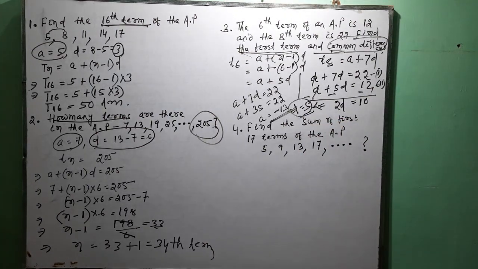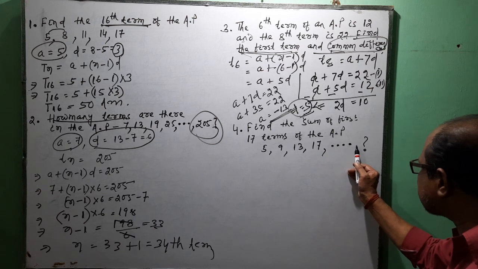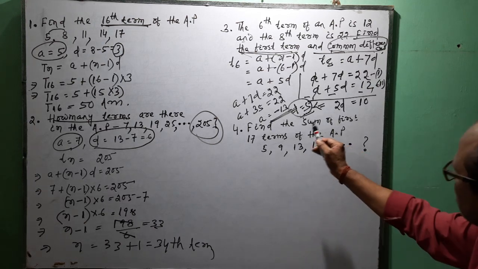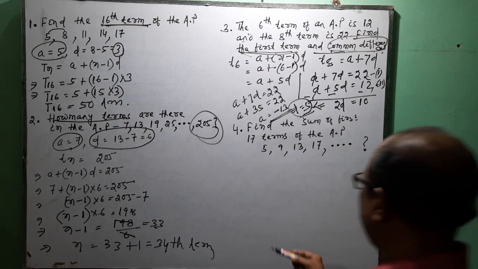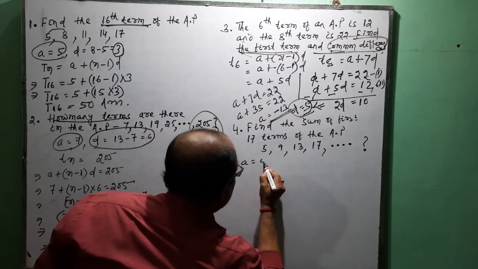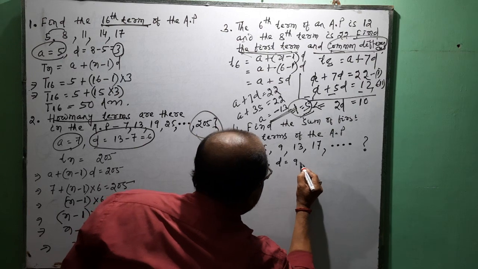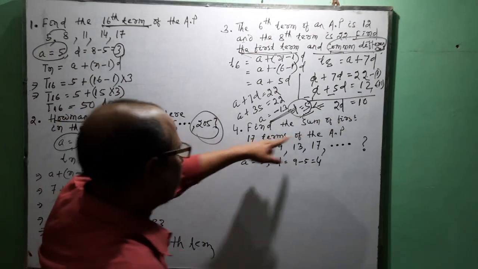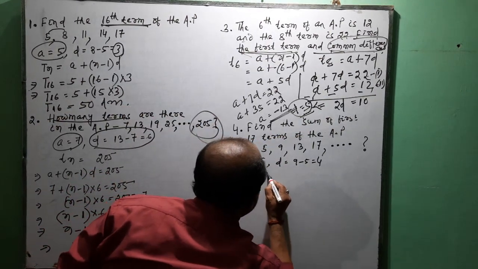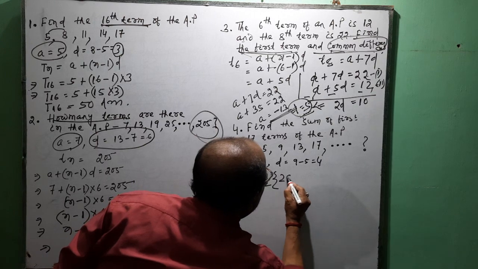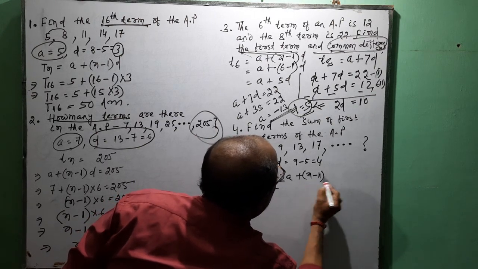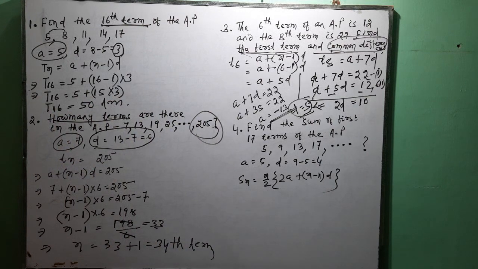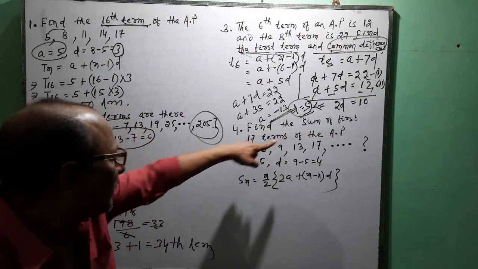Next, find the sum of the first 17 terms of the AP. A is equal to 5, and D is equal to 9 minus 5, which is 4. We need S17. The formula for Sn is n by 2 whole into 2A plus n minus 1 whole into D. Then we find the sum of the first 17 terms.